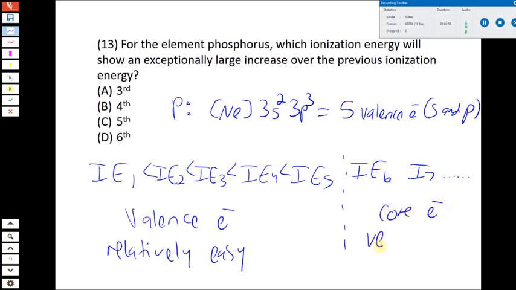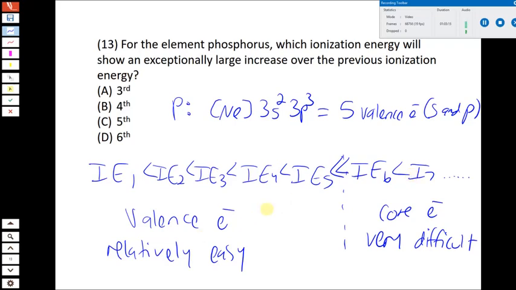And these are very difficult to remove because they're closer to the nucleus, they're held on much more tightly, and so it's really difficult to remove those guys. So we'd have a huge jump here. So there's a big jump from 5 to 6, and then these will continue to increase as we remove more and more core electrons. So the big jump occurs between valence and core electrons.